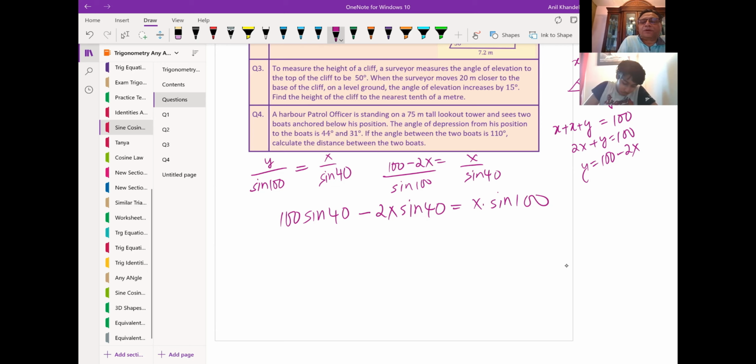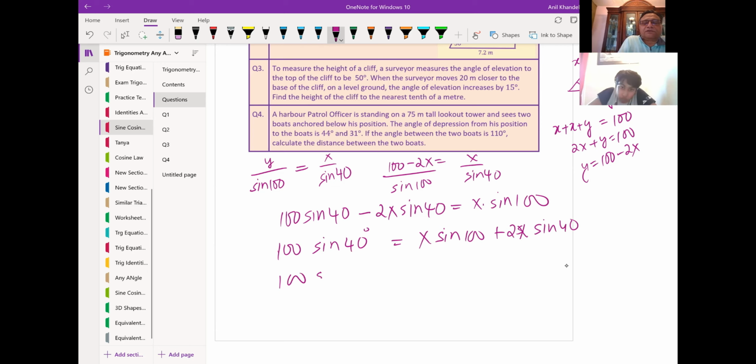Isolate, so bring this to the other side. So 100 sine 40 degrees equals x sine 100 plus 2x sine 40, correct? So 100 sine 40 degrees, x is common. So we have sine 100 plus 2 times sine 40 degrees. Is that okay?